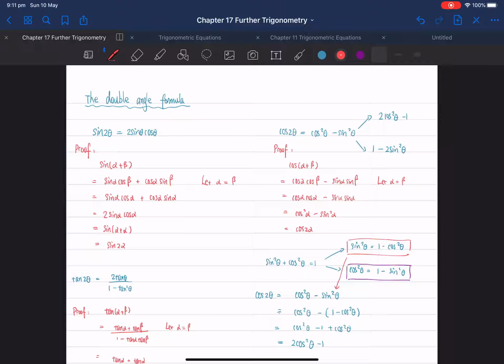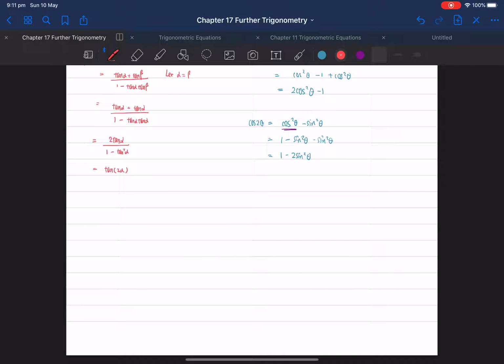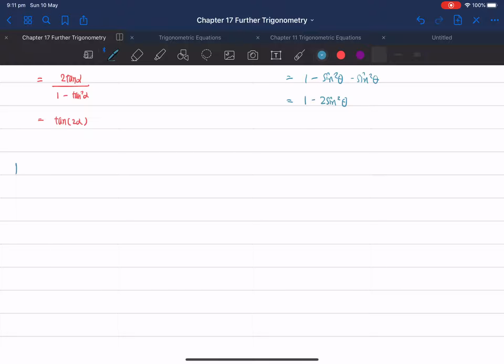Now, what type of questions are you going to get for the double angle formula? There are so many questions you can get. The first type of question is trig identities, where you have to prove trigonometry identities. I'm going to show you a couple of examples of the type of question you're going to get using those 3 different formulas. So the first one is trig identities: how do we use the double angle formulas to prove trig identity questions?